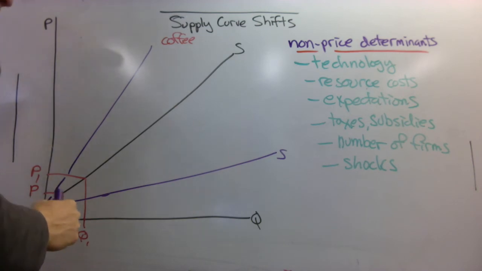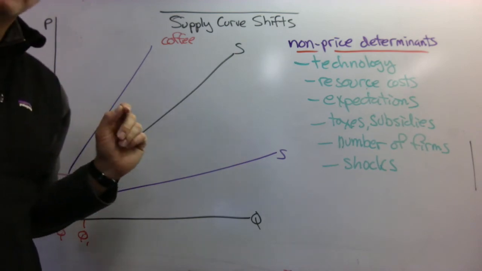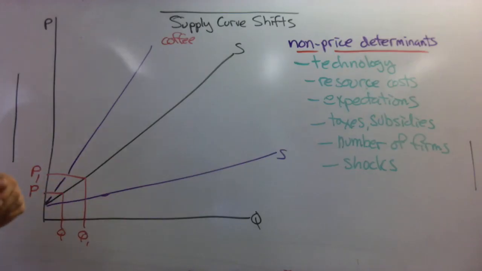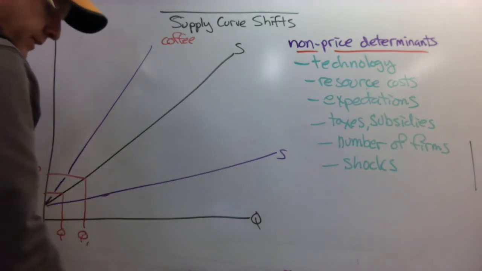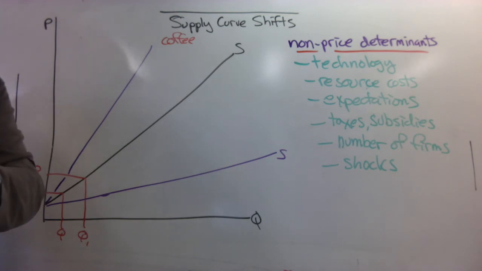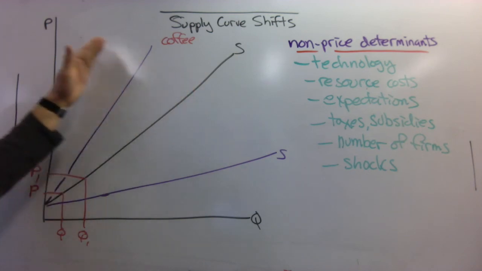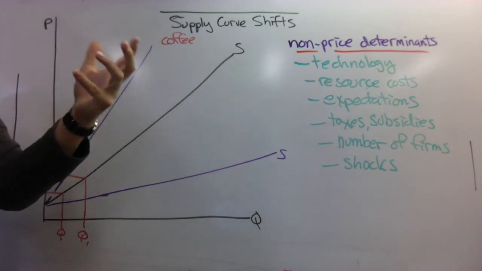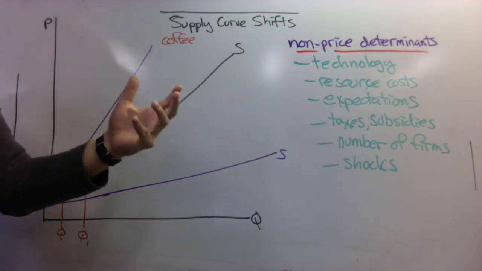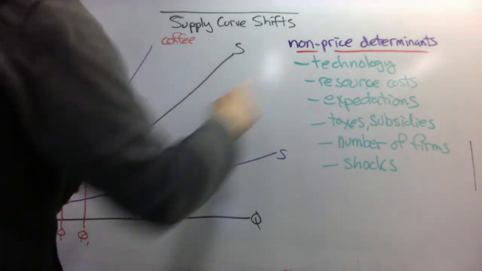The number of firms, the more firms there are, the farther out to the right the curve is. If there's 15 coffee shops in town, there's going to be more supply at each and every price. And then finally, shocks are unexpected events that you have no control over. So let's say some kind of insect eats the entire coffee bean harvest in South America. Well, clearly that's going to drive the price of coffee beans through the roof. That's going to make my supply curve jump way to the left because the beans are so expensive now. I really need to get a high price in order to make it worth my while to continue to produce. So these are all called non-price determinants.